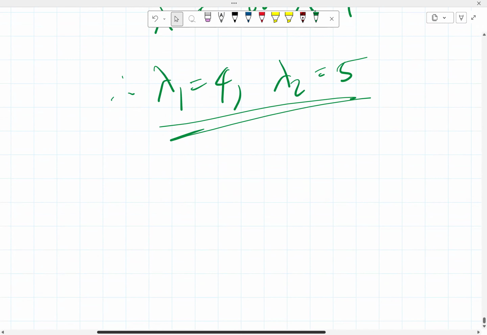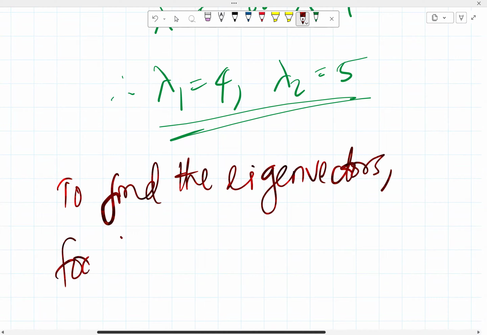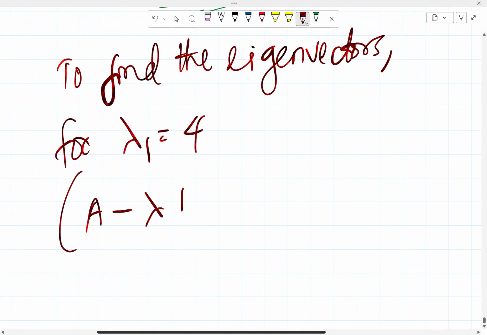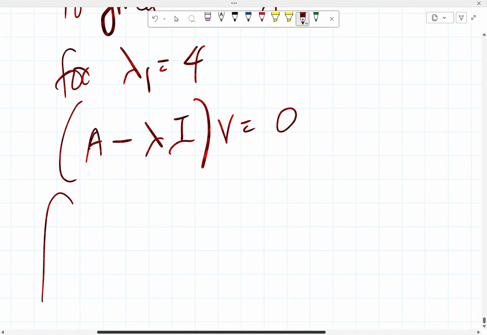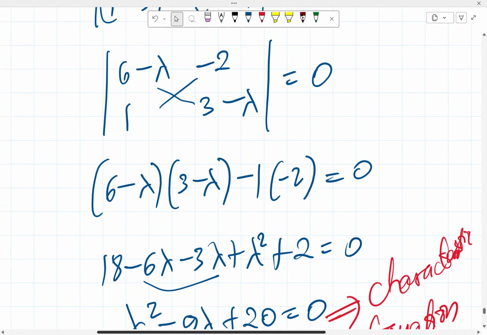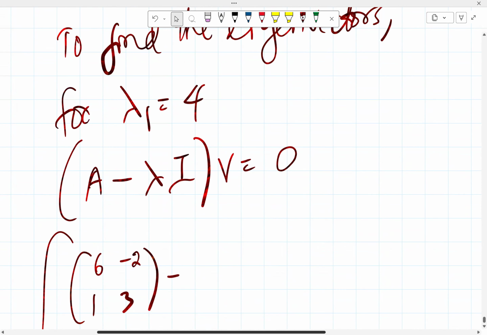So we now need to find the eigenvectors. We start with lambda 1 equals 4. We know that we need (A minus lambda I) times v equals 0. So again, what is A now? It is 6, -2, 1, 3, minus, where the first lambda is 4 here.